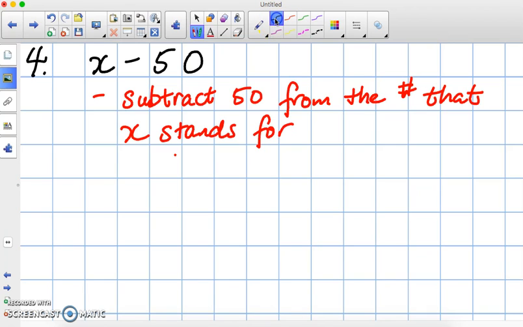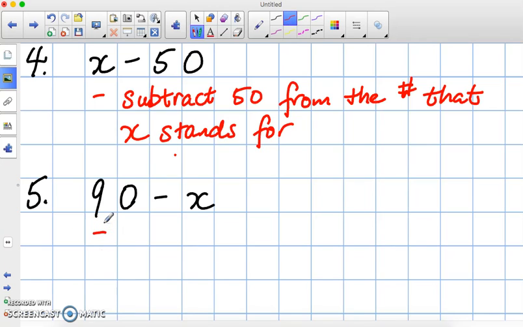Okay, on your own, for the next one, I'd like you to try it on your own and check your answer with me in a couple of minutes. So pause the recording, number 5 is 90 minus x. So figure out how you would interpret this algebraic expression. Be careful of the order when subtraction is involved. Okay, I'm going to continue.